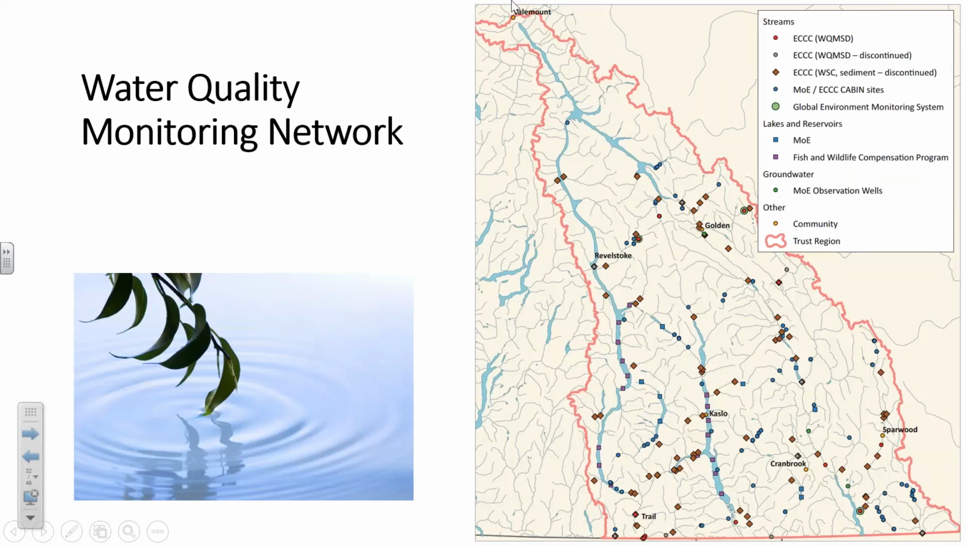Who monitors water quality? Well, a lot of the same cast of characters as the groups who monitor water quantity. However, you'll see now Interior Health Authority has popped up, and the BC Fish and Wildlife Compensation Program are on there.